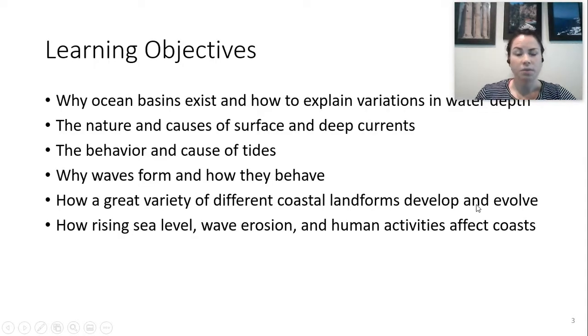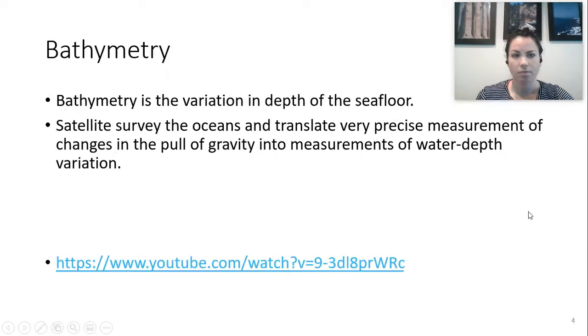So some of the learning objectives of this lecture are why ocean basins exist and how we explain different variations in water depth. We call that bathymetry. We're going to talk about the nature and causes of surface and deep currents, the behavior and cause of tides, why waves form and how they behave, how a great variety of different coastal landforms develop and evolve, and how rising sea level, wave erosion, and human activities affect coasts.